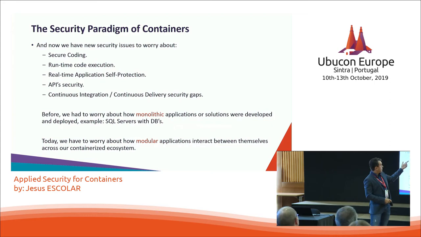We have a problem also with the runtime code execution. So launch the code and see how the code is behaving. We have a problem with RASP, which is protecting the application from being vulnerable when it is being executed. That's a more complex problem to solve. When we create solutions, we create APIs. And when we create APIs, we need also to make sure that the APIs are secure.